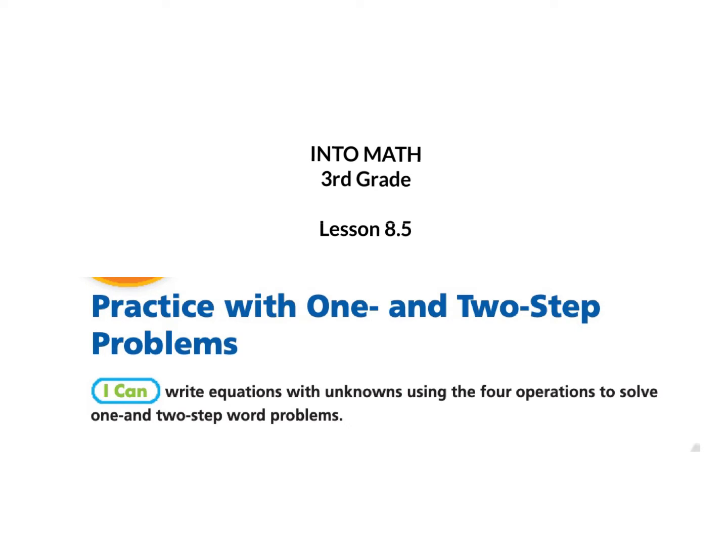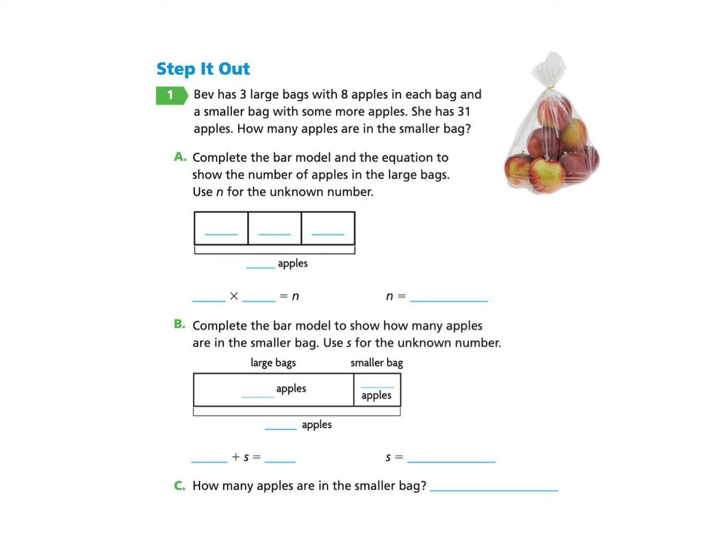This is Into Math 3rd Grade, Lesson 8.5, Practice with 1 and 2 step problems. I can write equations with unknown using the 4 operations to solve 1 and 2 step word problems. Please gather your workbook and a pencil and turn to page 231. We will begin under Step It Out Part 1. You can pause as needed.